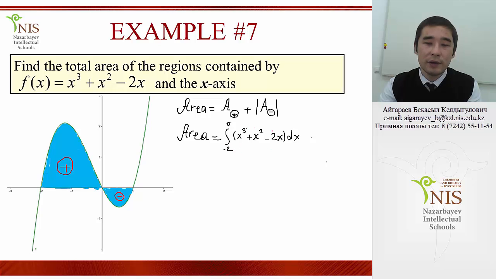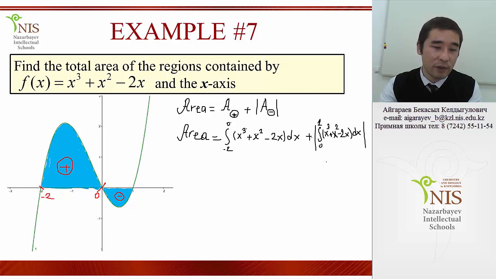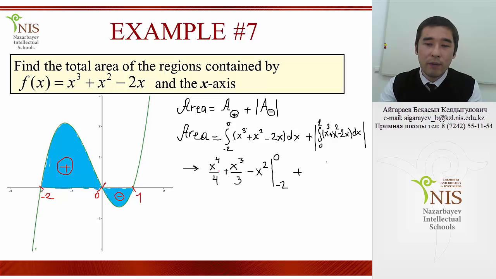So this one is from minus 2 to 0, minus 2 is my point here, till 0. We calculate the positive one by this integration, and we have to add the modulus of the second integration, which is from 0 to 1. We integrate, and x to the power of 4 divided by 4 plus x cubed divided by 3 minus x squared, from minus 2 to 0. This is my antiderivative, and the second antiderivative will be like this, from 0 to 1.